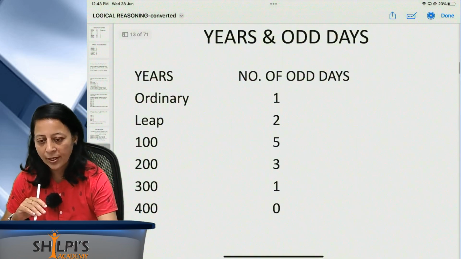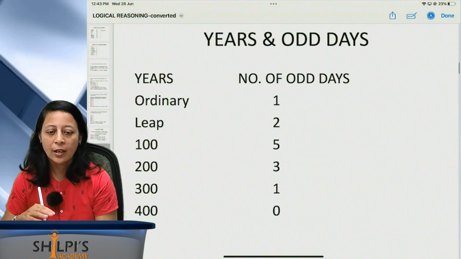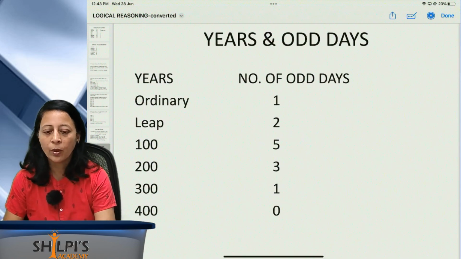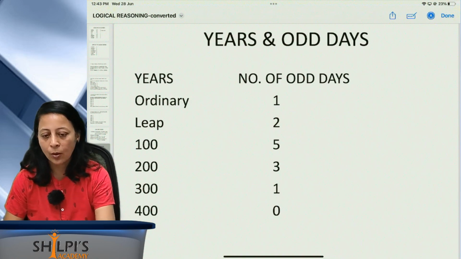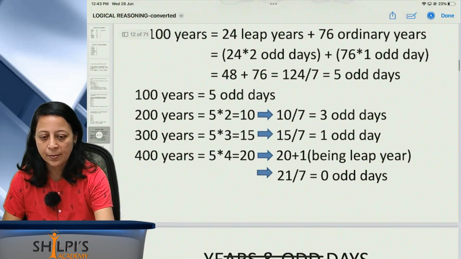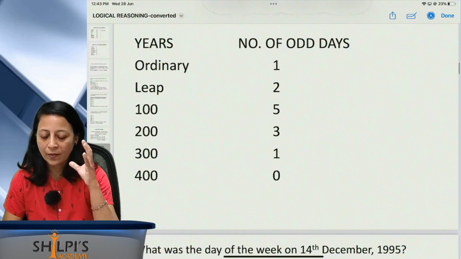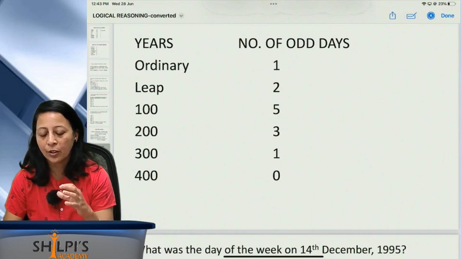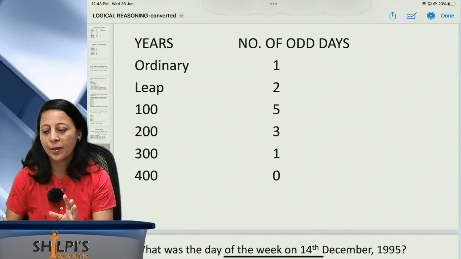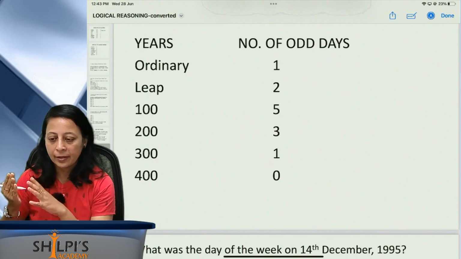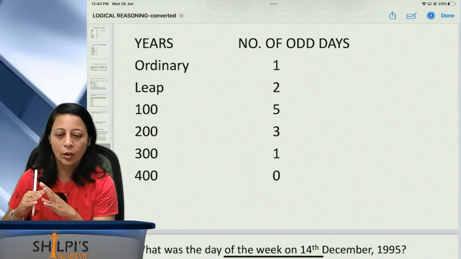Now based on the odd days we will do some questions too. Years and odd days, as I calculated and showed you: 100 has 5 odd days, 200 has 3, and 300 has 1. Always keep this in mind, because whenever you do sums based on this, it will be helpful along with your ordinary year, leap year, month odd days and week odd days.